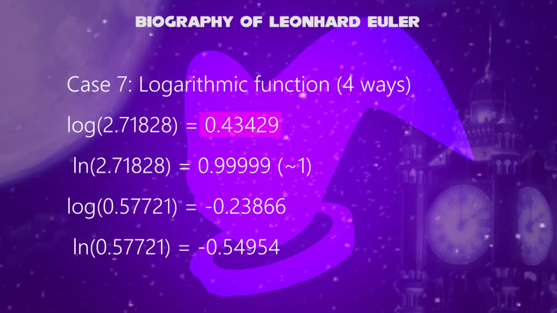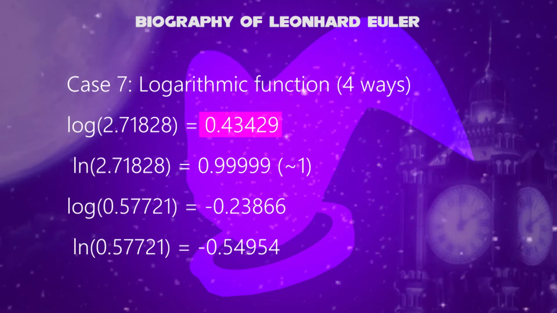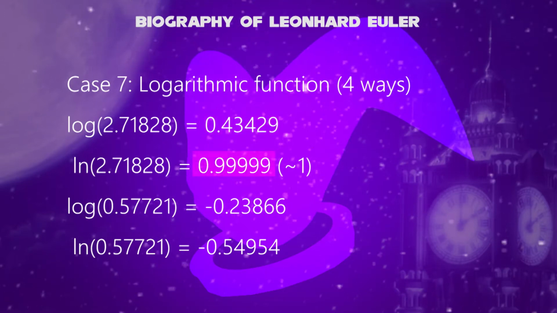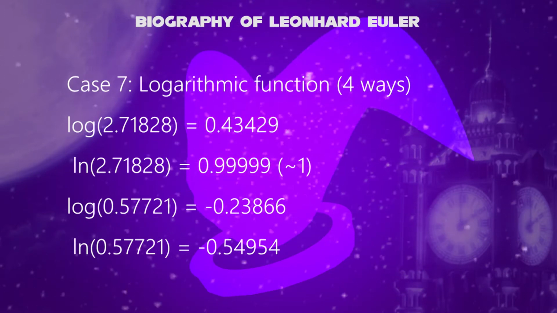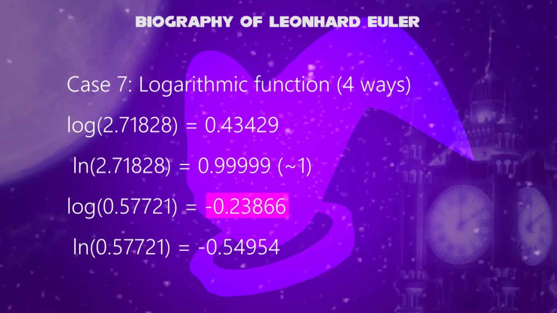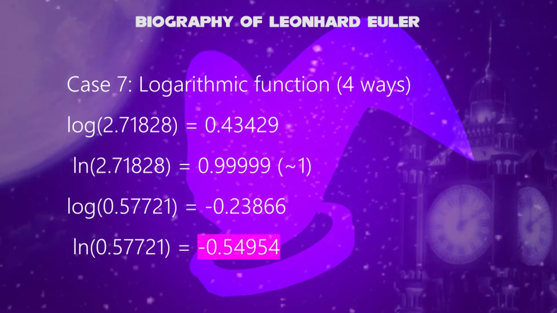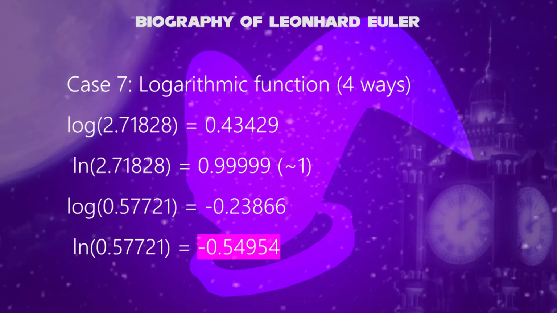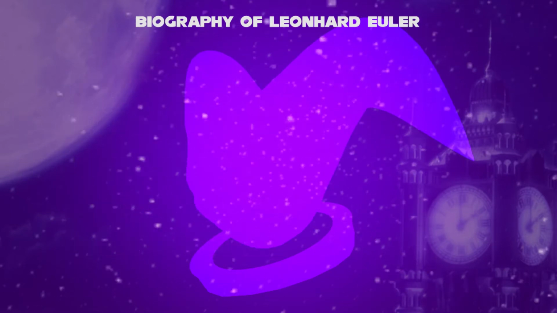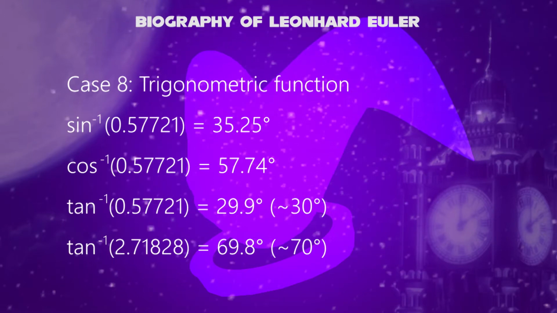Seventh case, using logarithm, there are four ways. The standard log of Euler's number is 0.43429, and the natural log is approximately 1. Similarly, the standard log of Euler's constant is negative 0.23866 and the natural log is negative 0.54954.